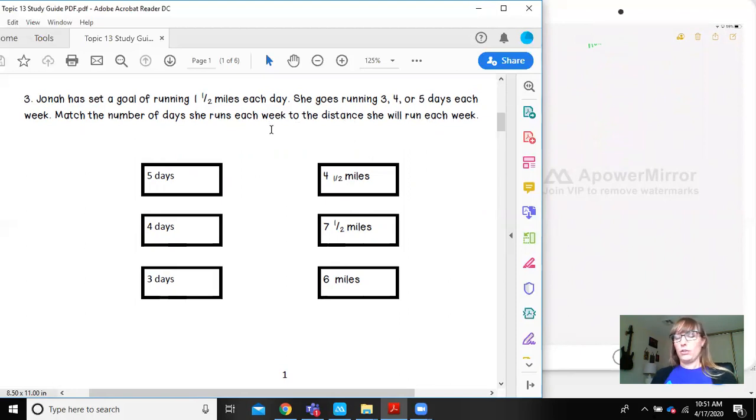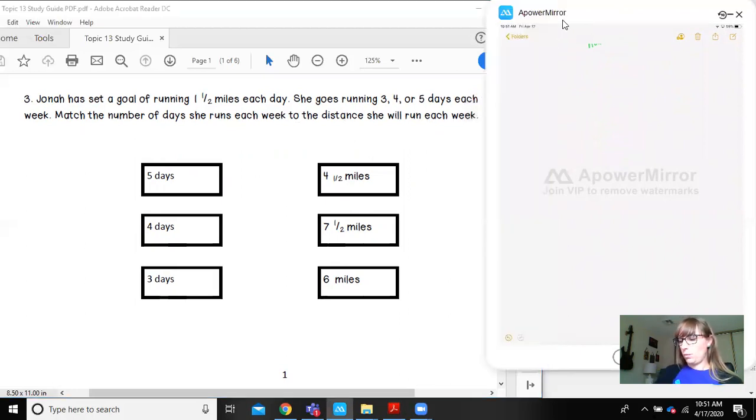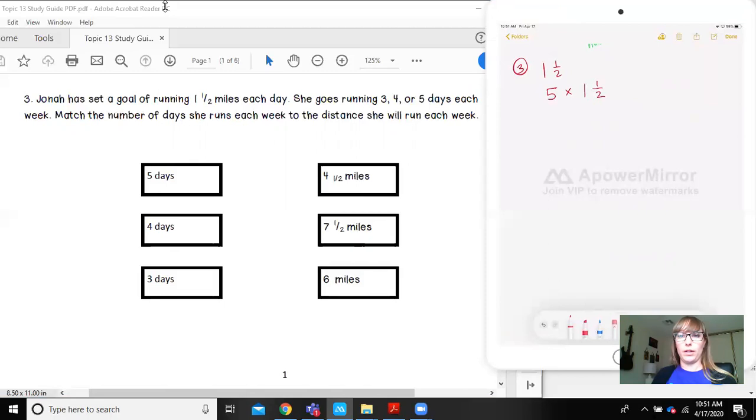Okay, so she runs 1.5 miles each day. Well, what if she runs 5 days? Let's start with this 5 here. What if she runs 5 days? So that means we're going to take that 5 and we're going to multiply it by 1.5.